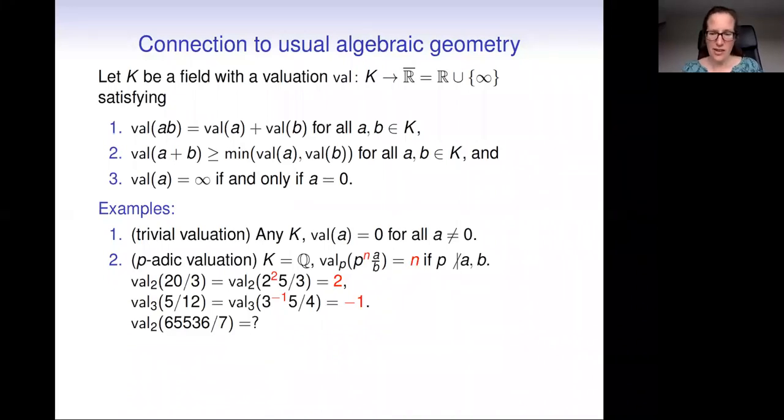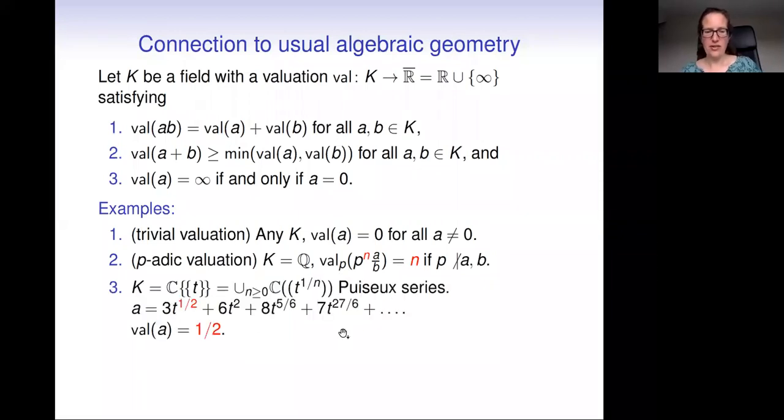How good are people at your powers of 2? The 2-adic valuation of 65536 divided by 7 is... okay, we'll wait till it converges. Oh, it's not converging yet. Okay, most people, so we have enough people who've played with computers and know that 65536 is 2 to the 16. Or someone who did the cheat of log 2 of 65536. Very good, yes. So this valuation is indeed 16. Fantastic. Okay, let's do another example. Let's look at the Puiseux series.